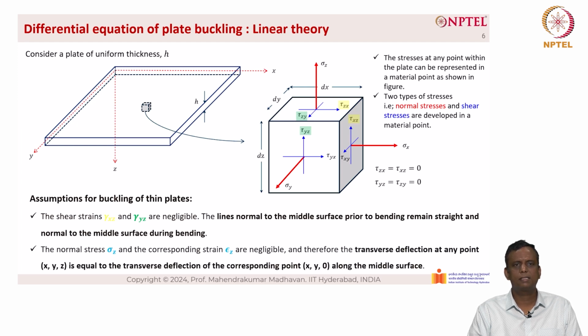The normal stress sigma z and the corresponding strain epsilon z are negligible, and therefore the transverse deflection at any point xyz is equal to the transverse deflection of the corresponding point xy0 along the middle surface. So here sigma z is equal to 0.